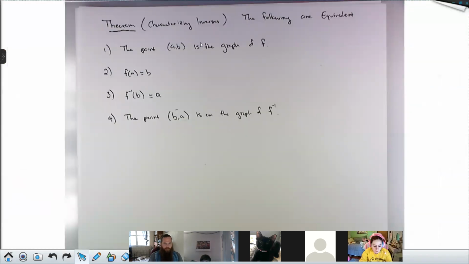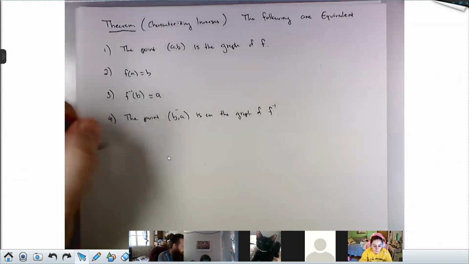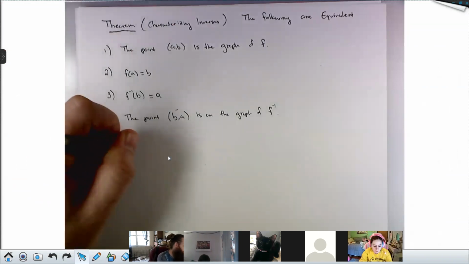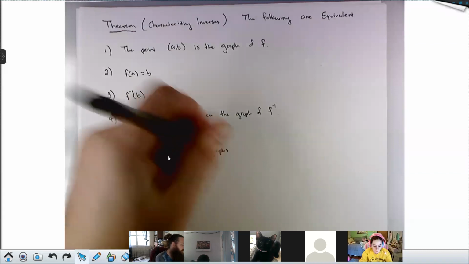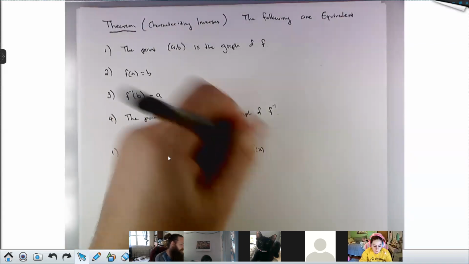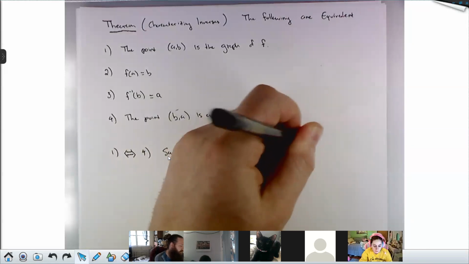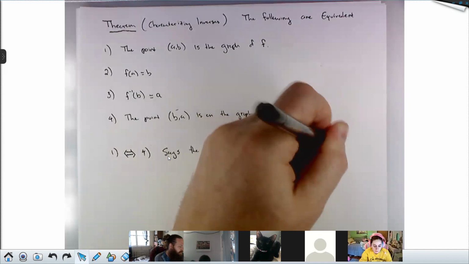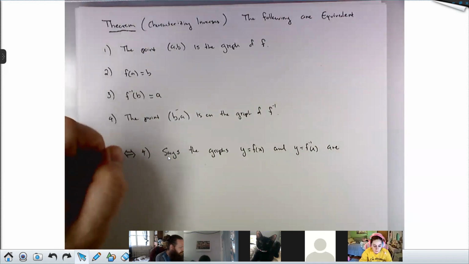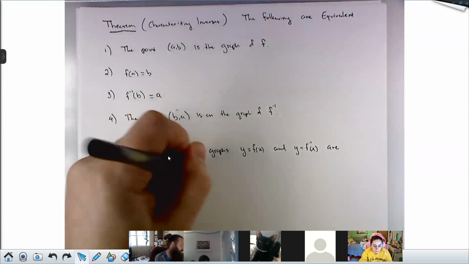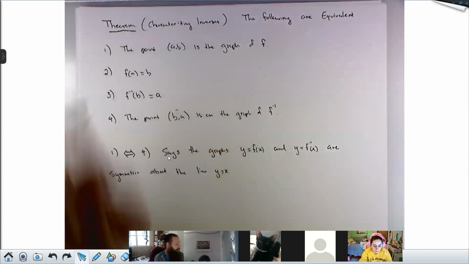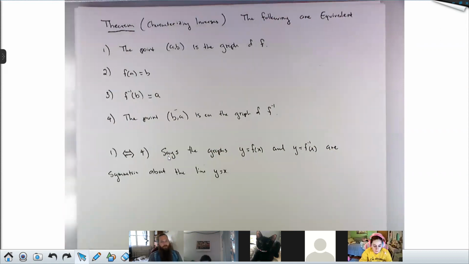So what this theorem says, the fact that 1 is equivalent to 4, says that the graphs y equals f of x and y equals f inverse of x are symmetric about the line y equals x, because we're flipping x and y values. And that's kind of the point of this theorem.